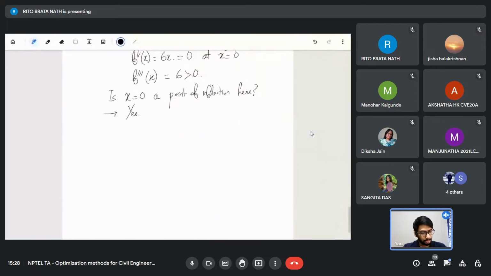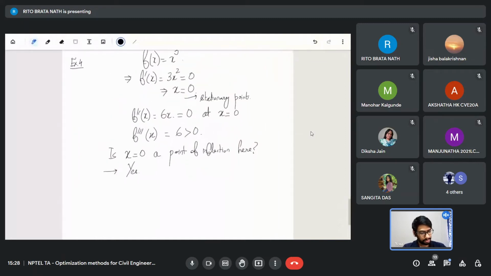So if you see this, what happens here is that this is the highest order derivative, which is non-zero, and this is an odd order. So that's why it's a point of inflection.